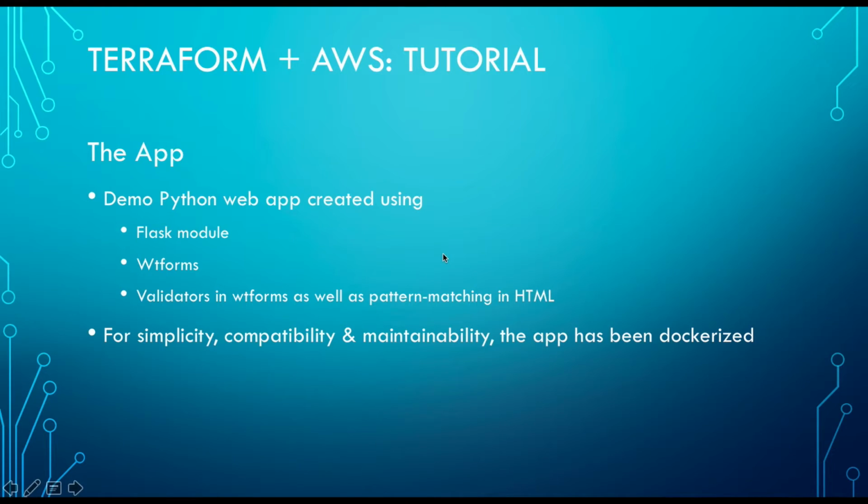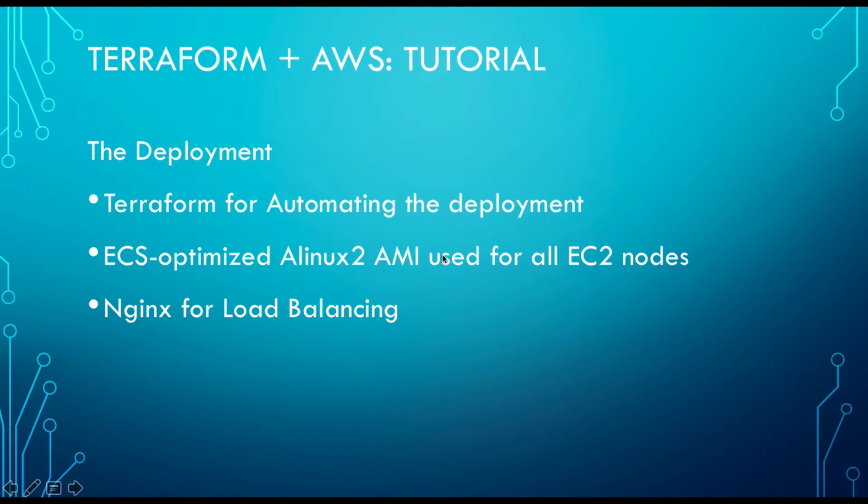Let's look at the deployment now. So we will be using Terraform for automating our deployment. We are going to use the ECS-optimised AMI 2, so they already have Docker and Docker dependencies pre-installed in them, and we are going to use Nginx for our load balancing needs.